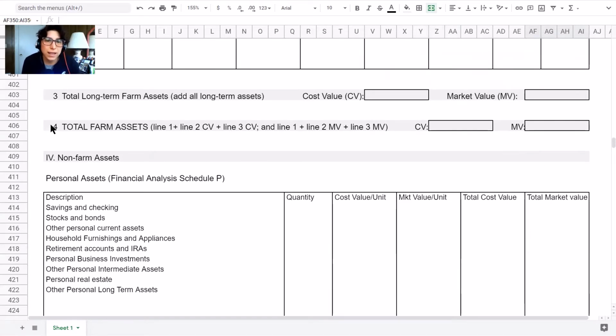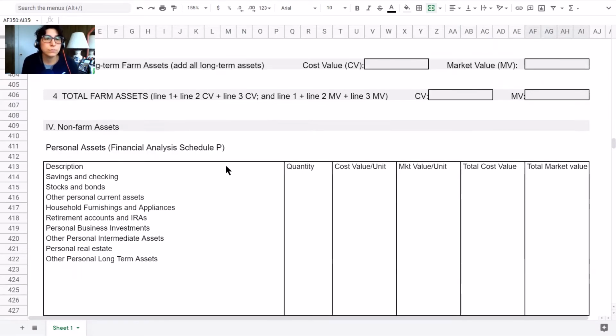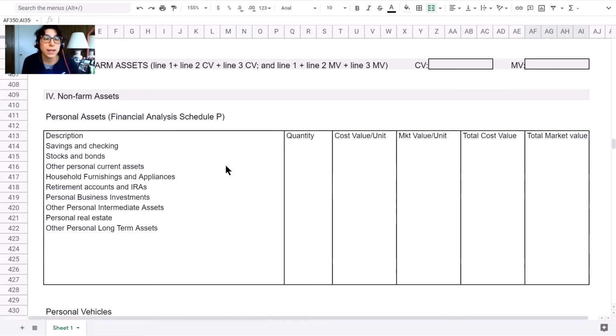And that brings us to, okay, there's a space to add up long-term farm assets, and then to add up the total farm assets, which are line 1, current farm assets, line 2, intermediate farm assets, and line 3, long-term farm assets. Okay, and we do that for both cost value and market value. That gives us our total farm assets.